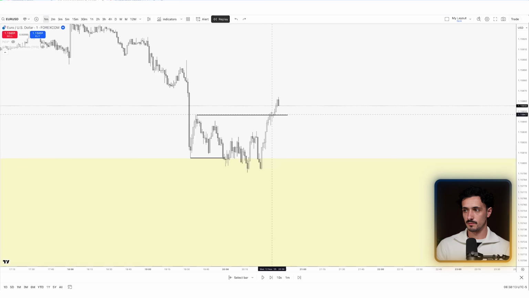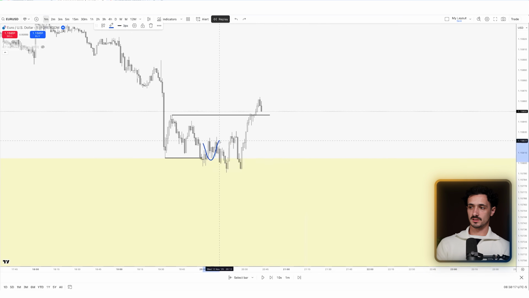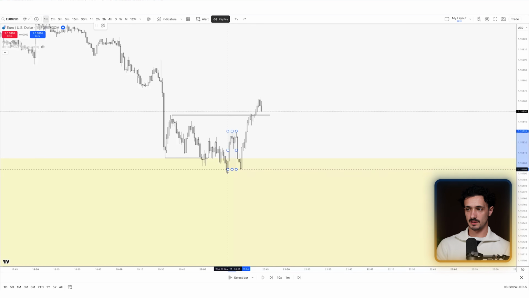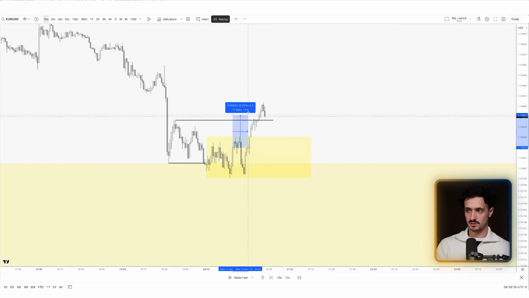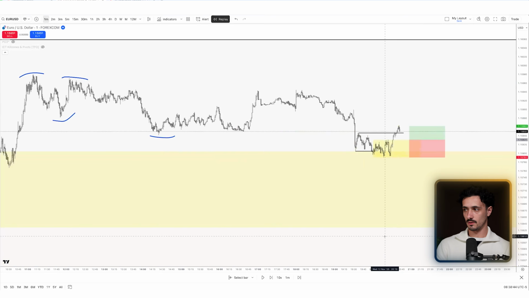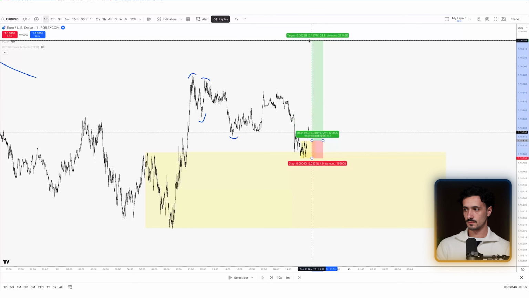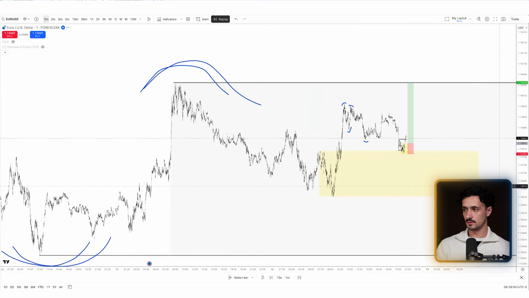Right? Once we've broken this high, what do you see here? Range, expansion. You do the same thing again on a lower time frame. You can mark out this entire range. This is your demand on the lower time frame. And that's our entry. And where's our exit? Just this high up in here, right?